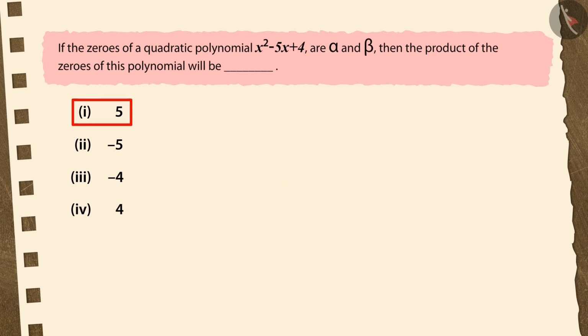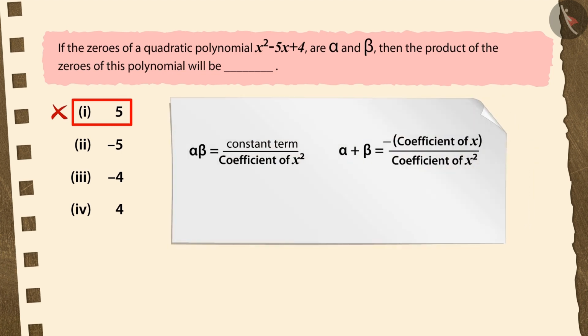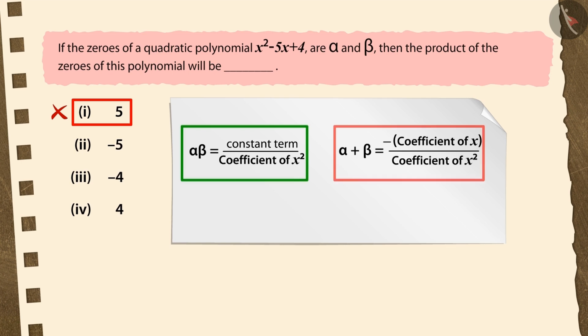If you have selected the first option, then you have chosen the wrong answer. Your answer is incorrect because you used incorrect formula. You did not use the formula for the product of zeros here. You have used the formula for their sum.